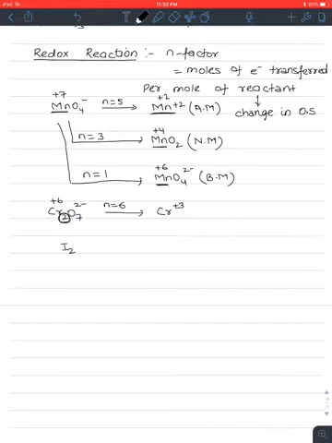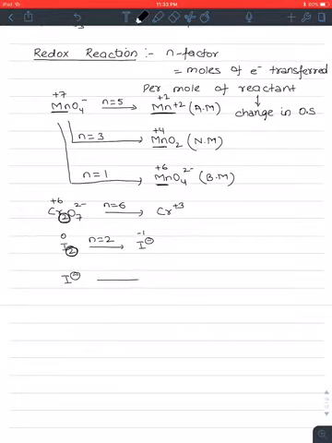Let's take one more example. Suppose I2 is changed to I minus. What is the change in oxidation state, or what is N factor? Over here oxidation state is 0, over here oxidation state is -1. How much is the change? Change is 1, for how many atoms? For 1 iodine atom change is 1, so for 2 iodine atoms change will be equal to 2.